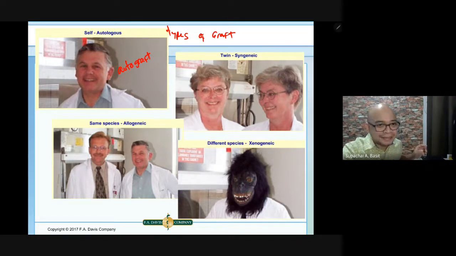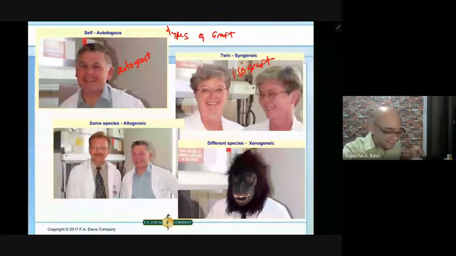The other one is the syngenic graft, or sometimes it's called an isograft. This happens among twins. The most successful type of graft is an autograft, followed by the isograft or syngenic graft, because twins would have the same genetic makeup. Unfortunately, not everyone has a twin, right? So that's the reason why the most common type of graft is an allograft.